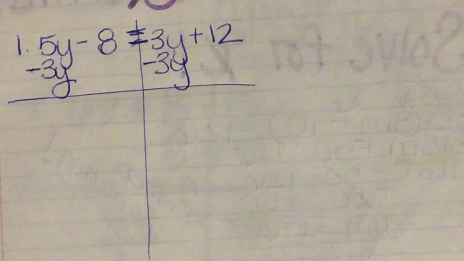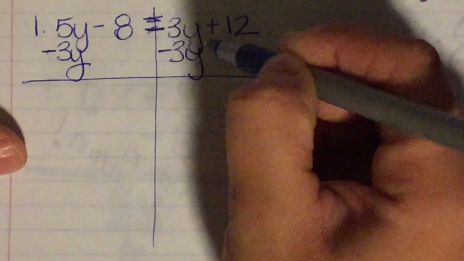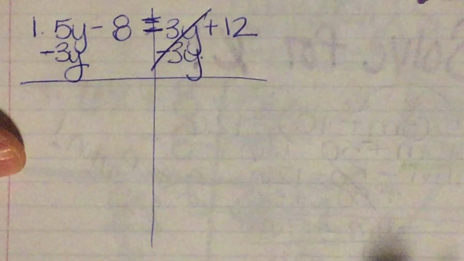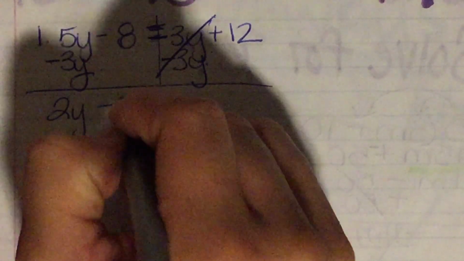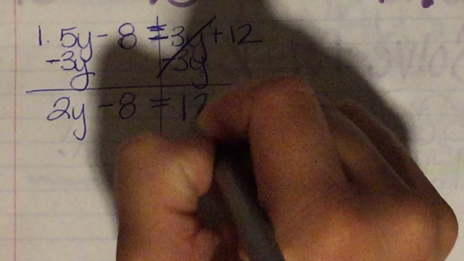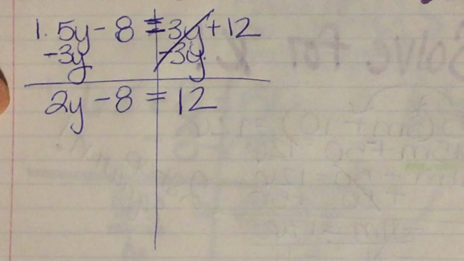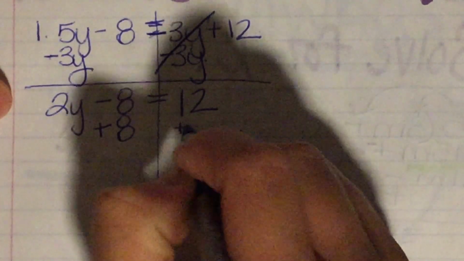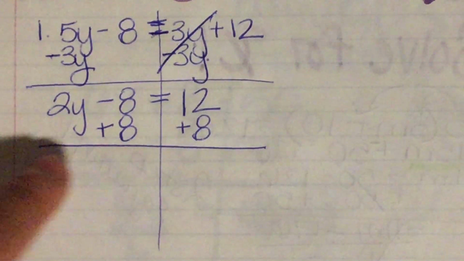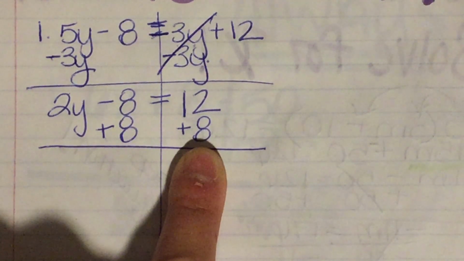Make sure you're lining up your variable terms because we're essentially combining like terms at this point. So 3y minus 3y will cross out. 5y minus 3y will be 2y minus 8 equals 12. Now we are solving a two-step equation. We are going to add 8 to both sides because we want to move this number so that it's with its other number on the right-hand side.